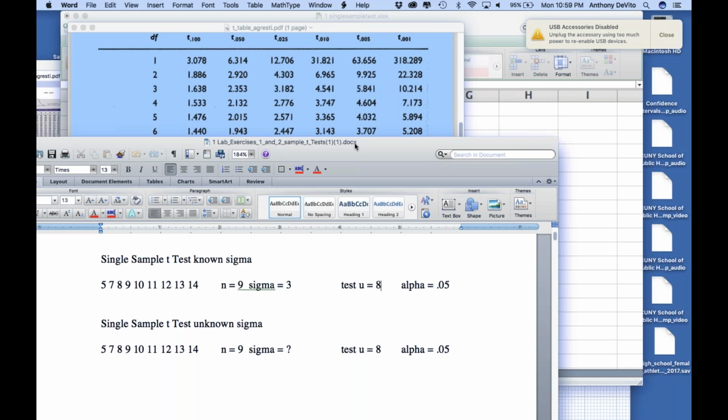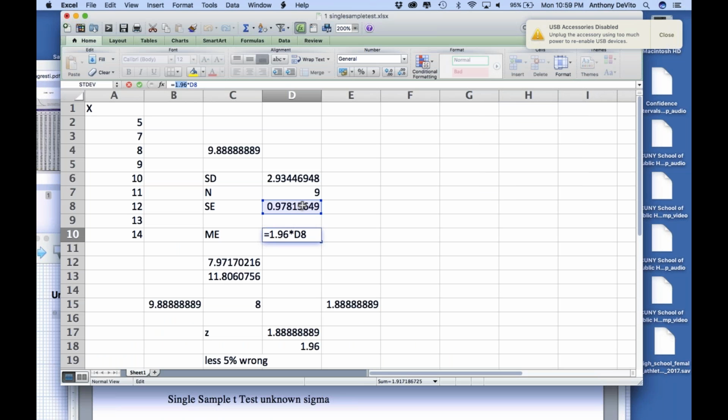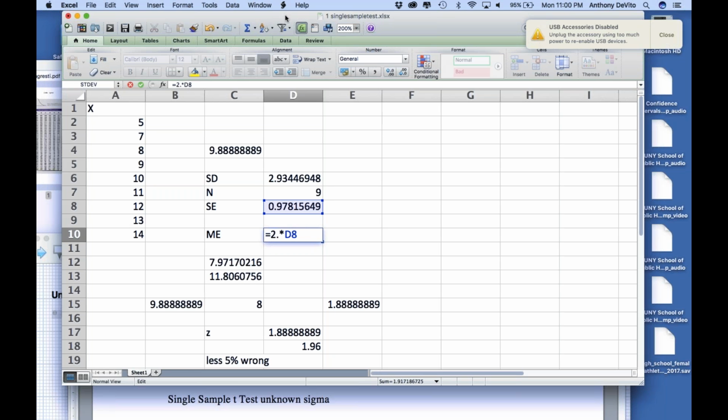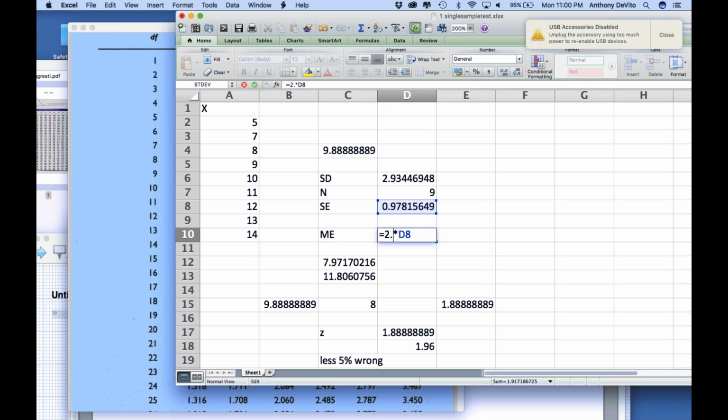So now, instead of using 1.96, I would have to use 2 point, and I forgot the number already. It's hell getting old. Let's see, 2.306. 2.3, I'm trying to rush because I know I'm keeping you guys up late tonight.